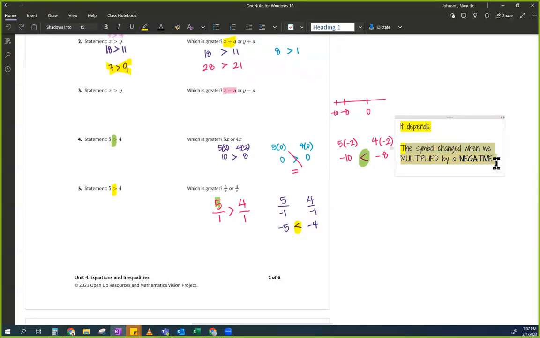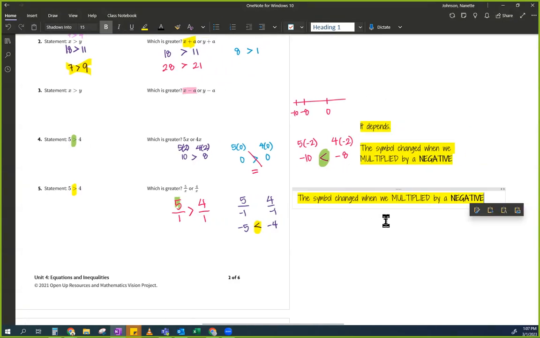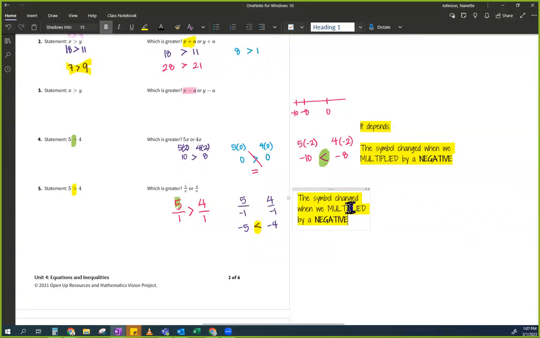So again, the symbol changed. When did the symbol change again? I'm going to use the power of copy and paste. It's a pretty powerful tool. The symbol changed again when we what? Yes, but with a negative. But what did we do? Not multiplied. Yes, when we divided.